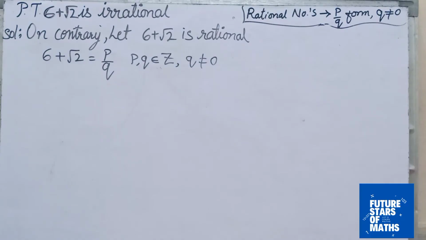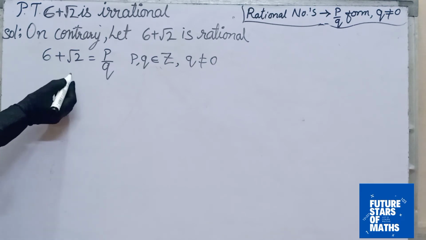Prove that 6 plus root 2 is irrational. On the contrary, we will suppose that 6 plus root 2 is rational. So if 6 plus root 2 is rational, what will we get? 6 plus root 2 equals p by q, where p, q belong to integers and q is not equal to 0. Okay. So now what will be the next step?